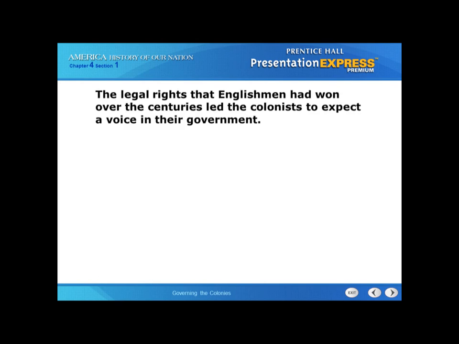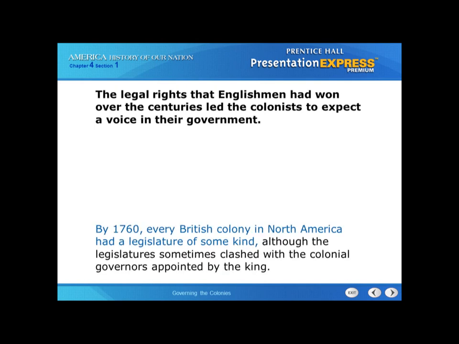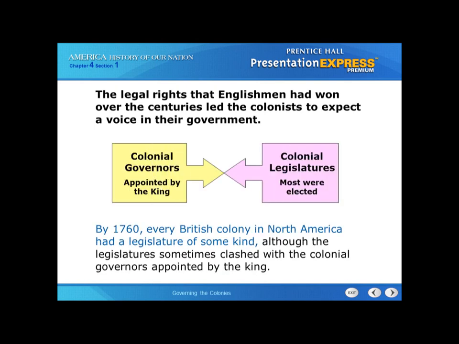The legal rights that Englishmen had won over the centuries led the colonists to expect a voice in their government. This shouldn't be any kind of surprise here. By 1760, every British colony in North America had a legislature of some kind, although the legislature sometimes clashed with the colonial governors appointed by the king. So, at first, some colonies, when they were first started, had more representative government. Virginia, for example, had the House of Burgesses.